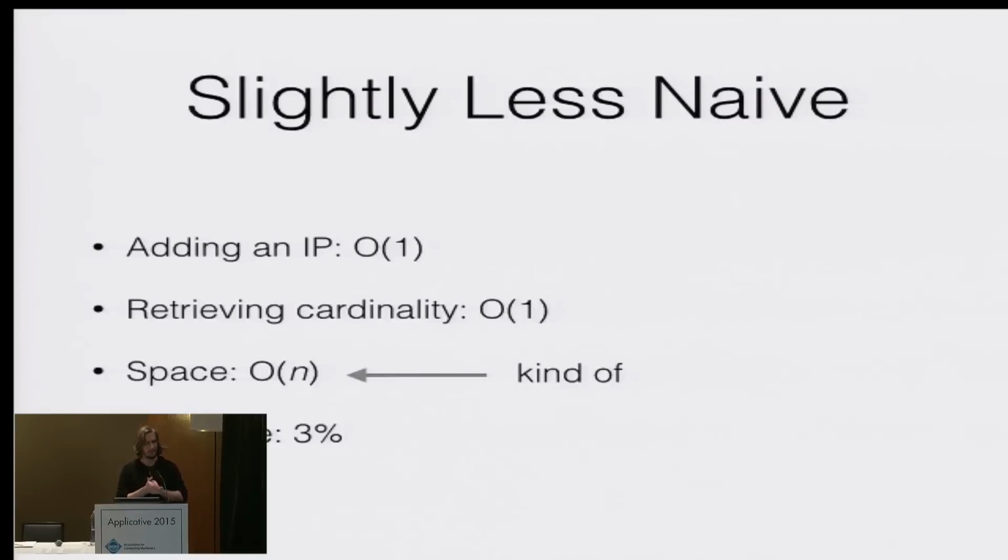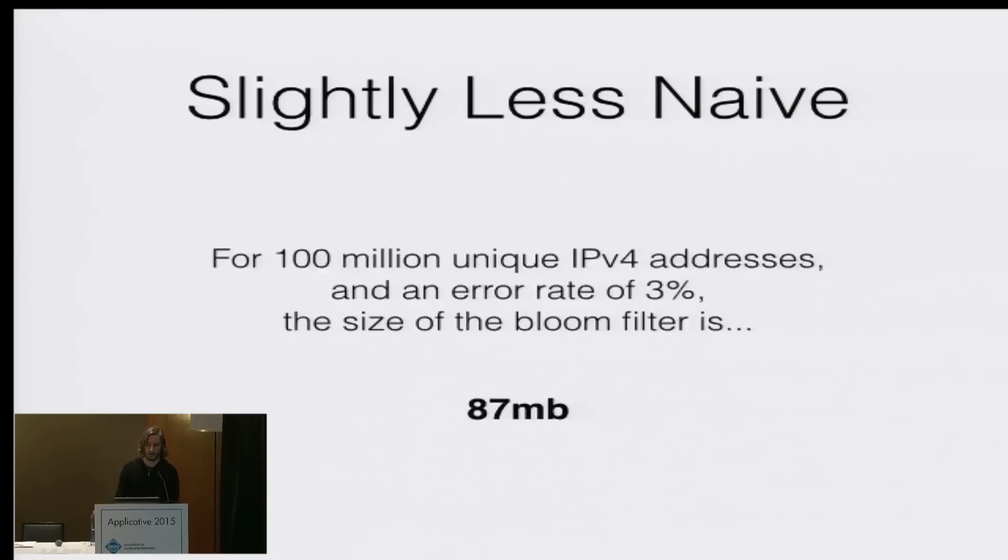Great. The space is kind of weird. I can't actually figure out exactly how to quantify that one. But let's say we take an error rate of 3%. To get an error rate of 3% across 100 million unique IPv4 addresses, we'd be looking at an 87 meg Bloom filter, which is not actually all that useful. If the other data structure was 400 megs, we've only dropped 1 order of magnitude at best. We can do better. Right.